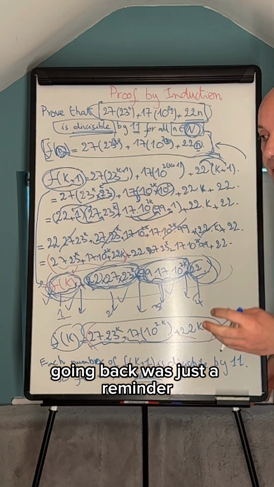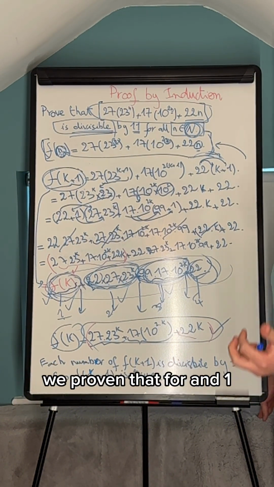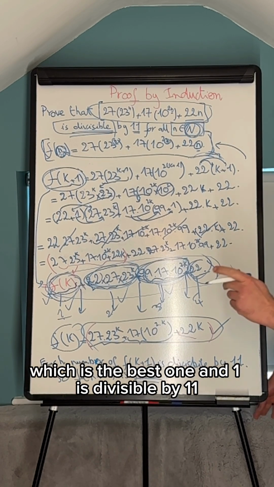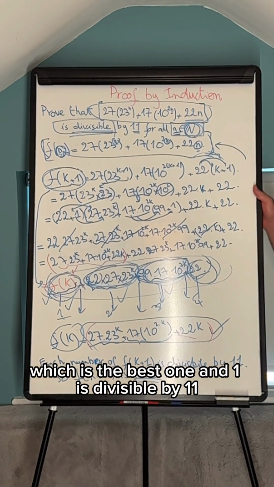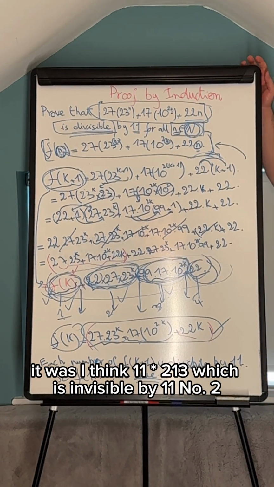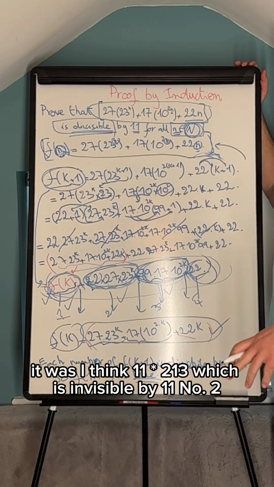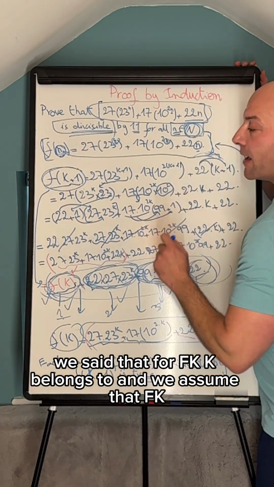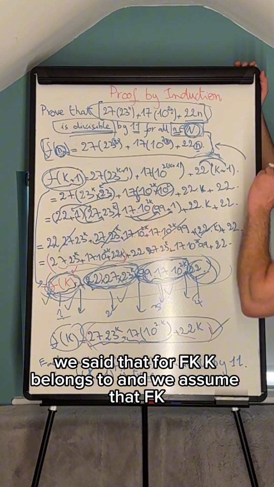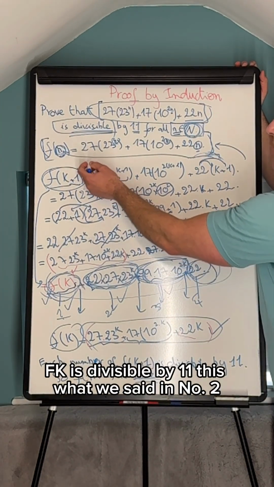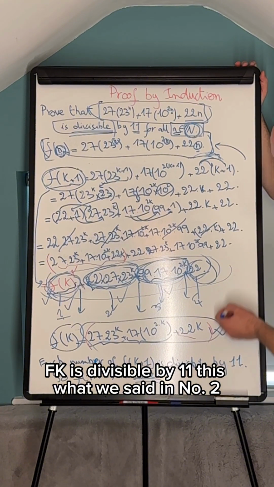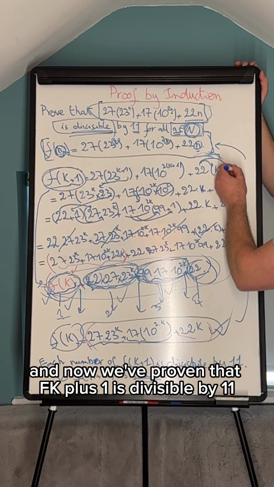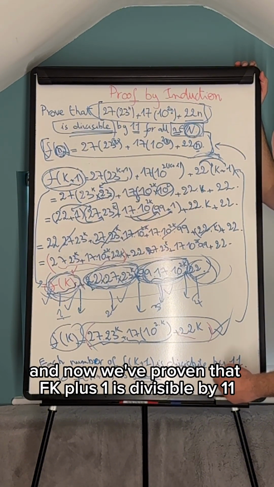Going backwards, just a reminder. The first step: we proved that for n equals 1, which is the basic case, f(1) is divisible by 11. It was, I think, 11 times 213, which is divisible by 11. Number 2: we said that for f(k), k belongs to N, we assumed that f(k) is divisible by 11. And now we've proven that f(k+1) is divisible by 11.